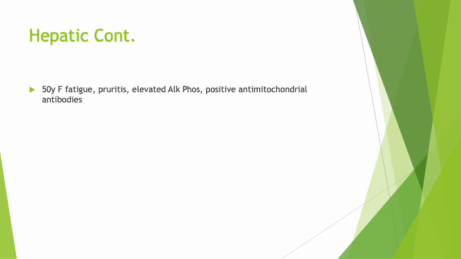Now, moving on to a slightly different question that's still within our liver topics. Let's say you have a 50-year-old female who has fatigue, pruritus, an elevated alk phos, and positive anti-mitochondrial antibodies. What are you thinking about for this patient? So this is going to be our PBC.